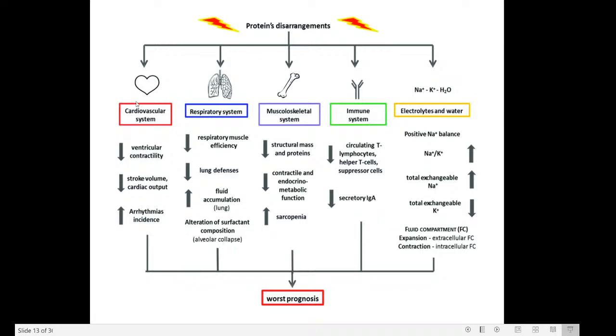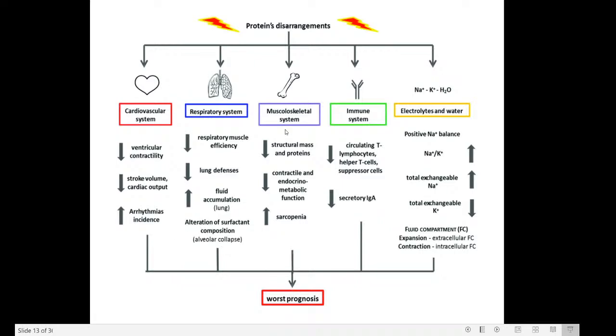If a protein disarrangement happens in the cardiac system, it reduces ventricular contractility and stroke volume becomes low, and arrhythmia happens. Then in the respiratory system, respiratory muscle efficiency becomes low. The lung defense system is inactivated, so fluid accumulation is high in the lungs. The alteration of surfactant composition causes alveolar collapse, and alveolar collapse leads to pathogenesis.